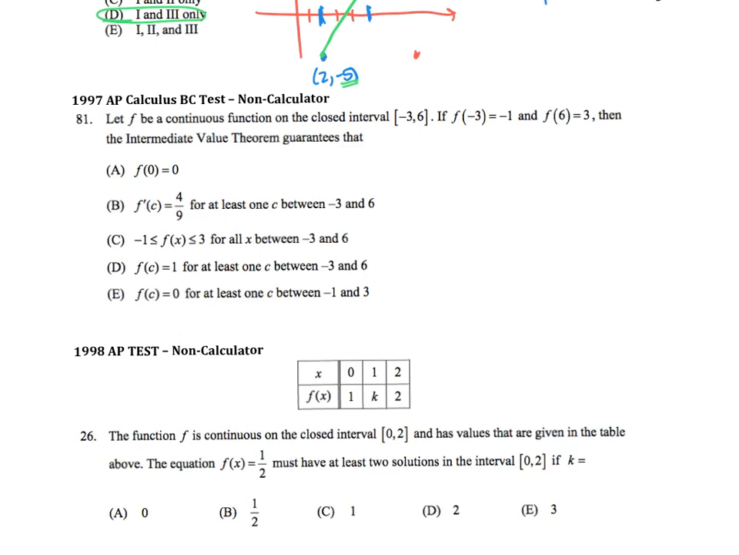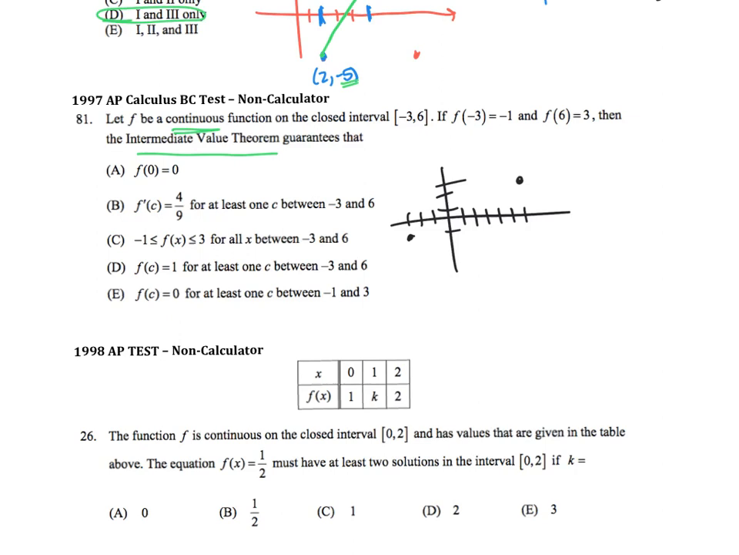Okay, so for 81, it says we're given that we have a continuous function. The intermediate value theorem then guarantees what? So again, I love to draw myself a picture. We've got (-3, -1) and (6, 3). That's all we know about my function. The intermediate value theorem will guarantee that every y coordinate from -1 to 3 is going to have to be crossed. Every y value is going to have to be accounted for on the interval from -3 to 6. Okay, so does that mean that my function has to have the point (0, 0)?